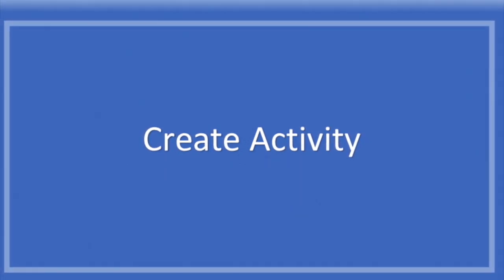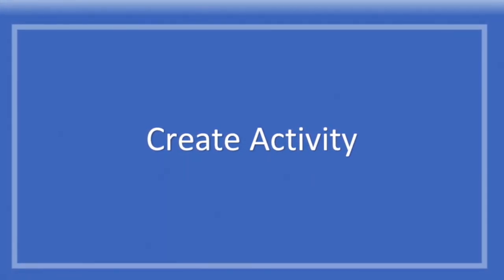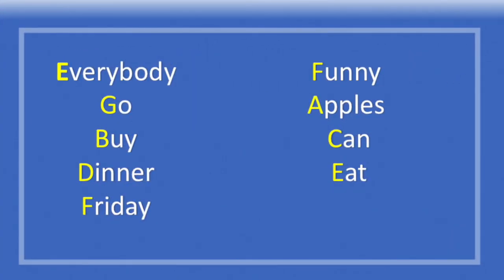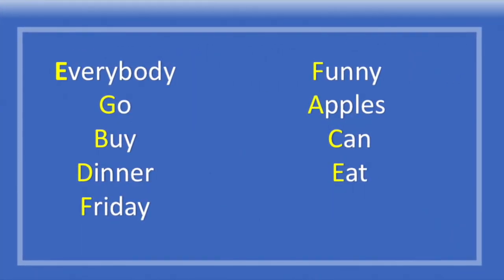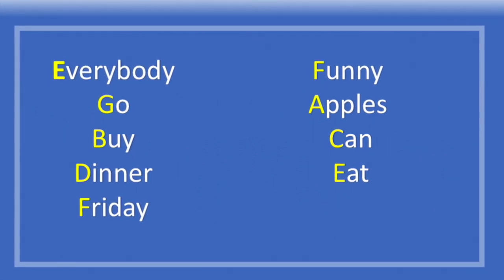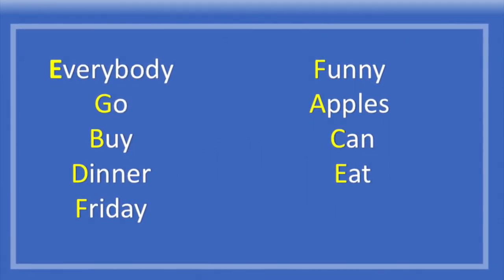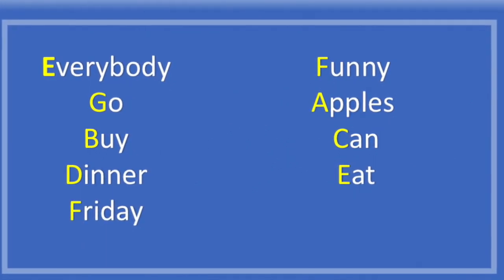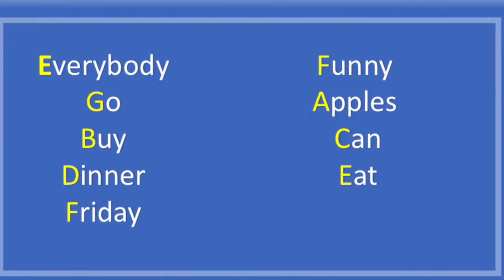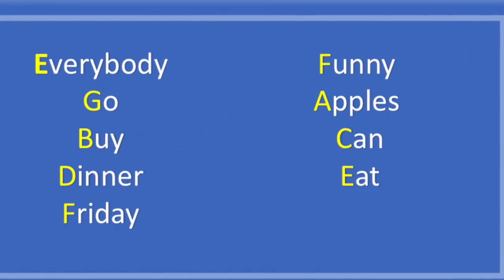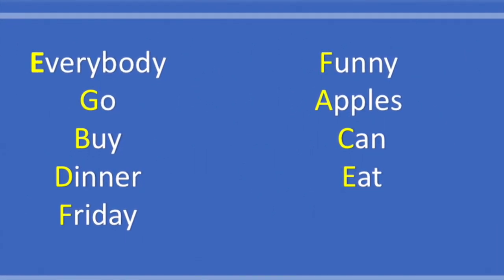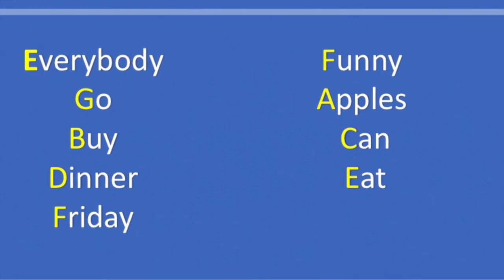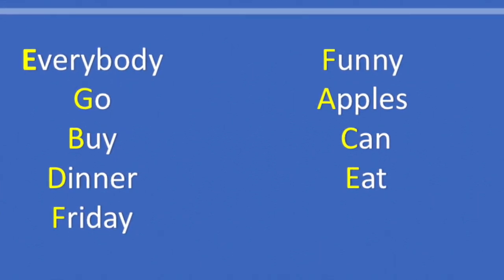During this activity, you'll create your own acronym for the letters of the lines and spaces of the treble clef. Here's my example. Everybody go buy dinner Friday. E, G, B, D, F. And funny apples can eat. F, A, C, E. Create your own example for the lines first and the spaces second. Click on the Create Your Activity to submit your suggestion.